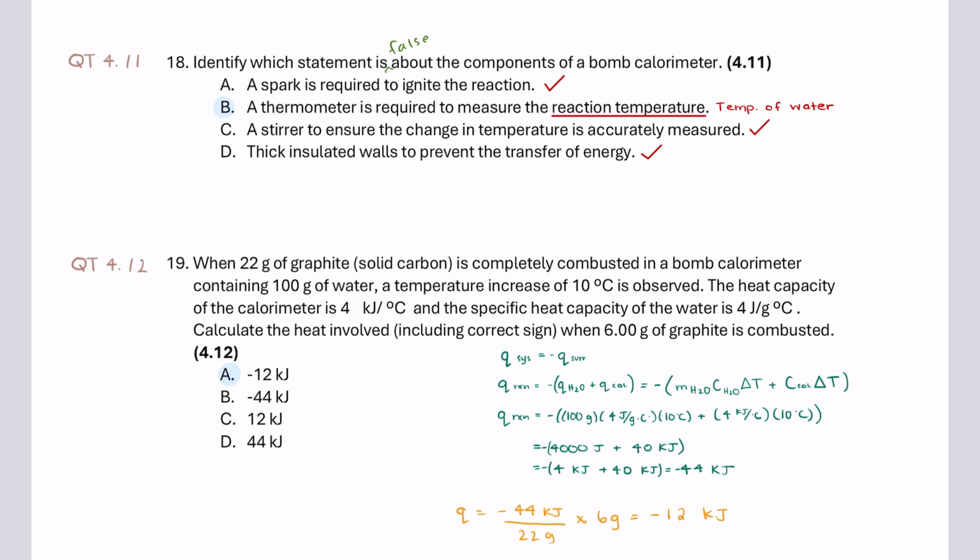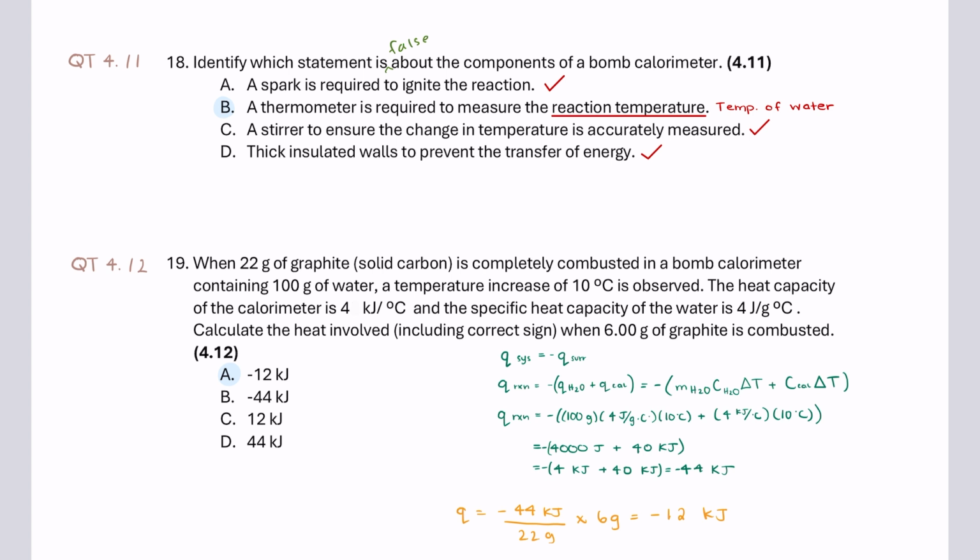A says a spark is required to ignite the reaction. This is true. A bomb calorimeter contains a small ignition system, typically a wire or fuse, that provides a spark to initiate combustion of the sample that's inside the sealed chamber. This is a core component of the calorimeter setup. It's a true statement.